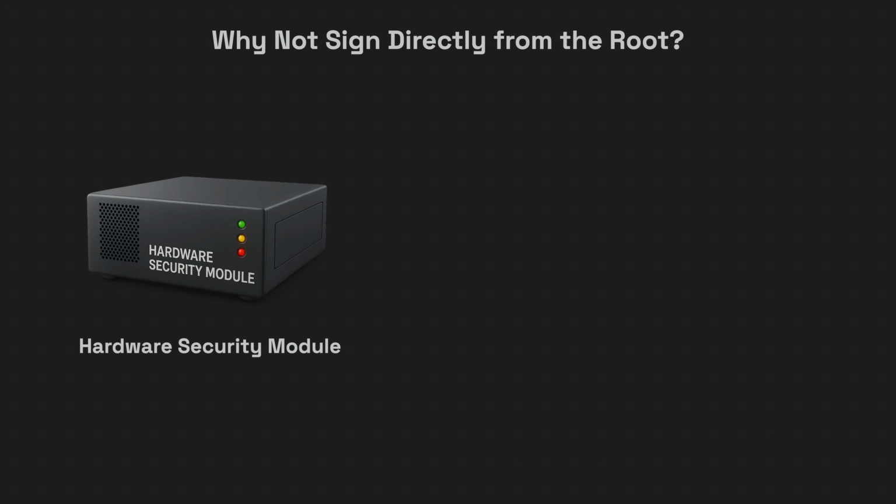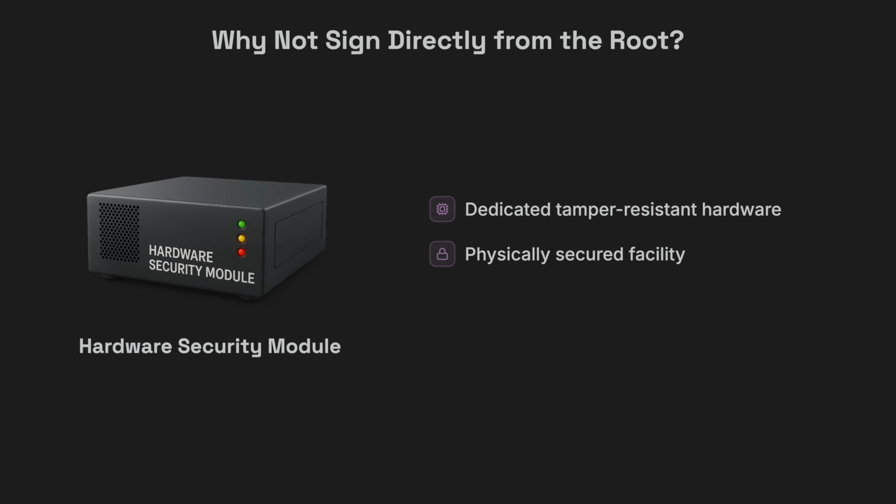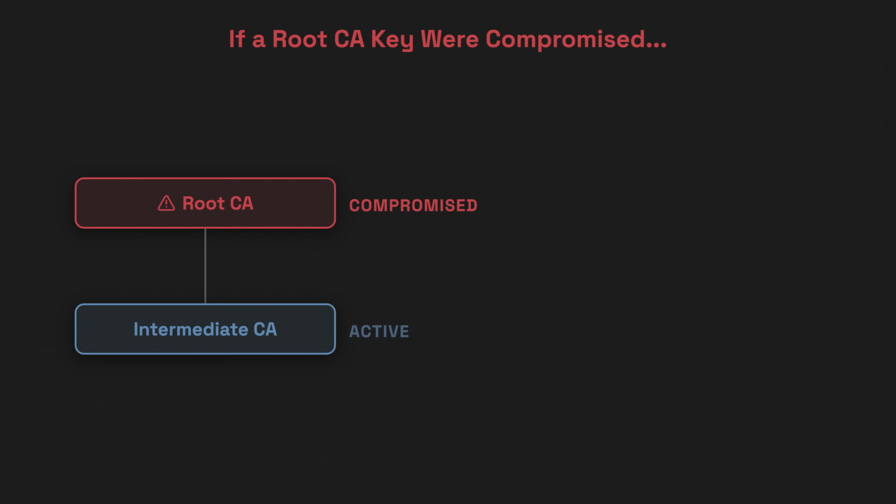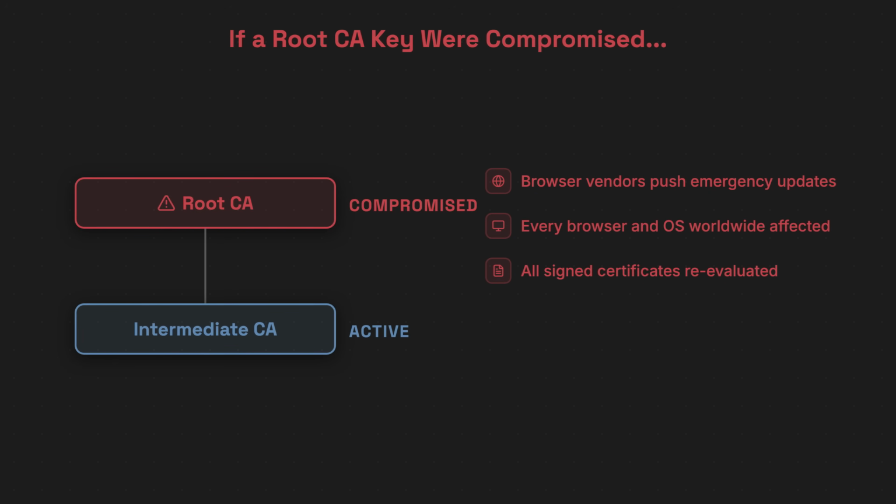Root CA private keys live on dedicated hardware called hardware security modules, HSMs, in physically secured facilities, often requiring multiple authorized people to operate. Most root CAs keep this hardware completely offline. If a root CA's key were compromised, browser vendors would need to push emergency updates to distrust that root across every browser and OS worldwide. Every certificate it ever signed would need to be reevaluated.